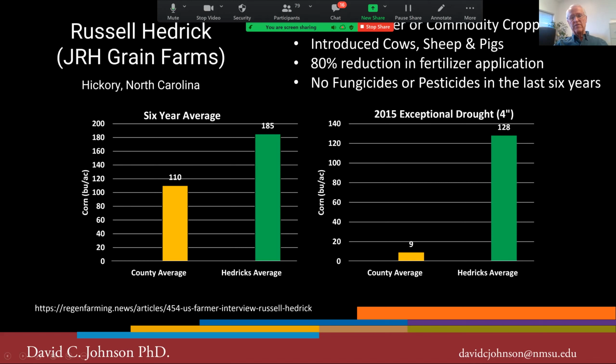They had a drought in 2015. They only got 4 inches of rain. He did 128 bushels of corn per acre compared to the county average of 9. So this is where it helps build your soil water holding capacity.